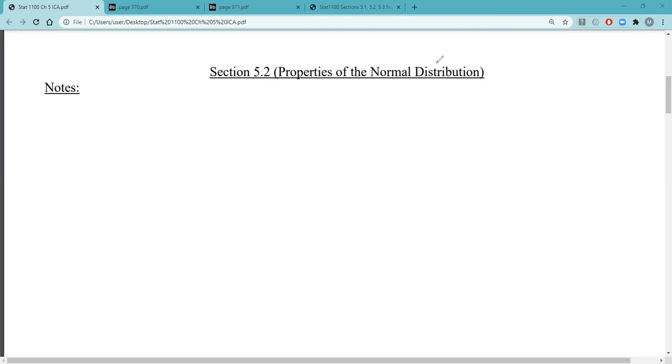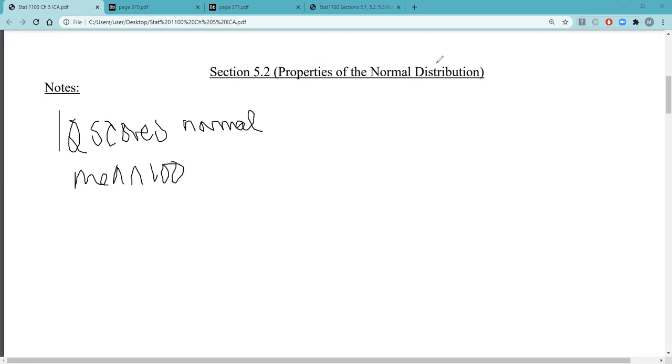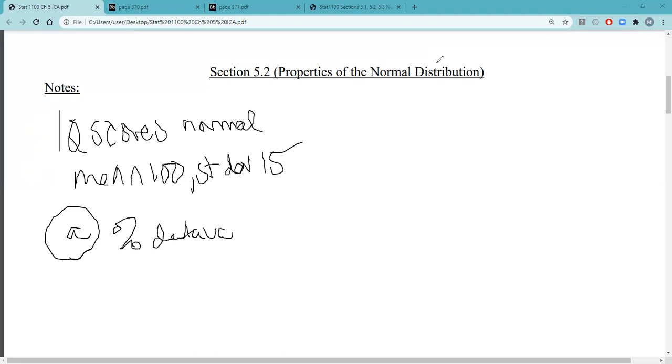So let's say that we're talking about IQ scores. We know that they're approximately normally distributed. We have a mean of 100 and a standard deviation of 15. Let's say that we want to know the percentage of data values that are greater than an IQ of 88.